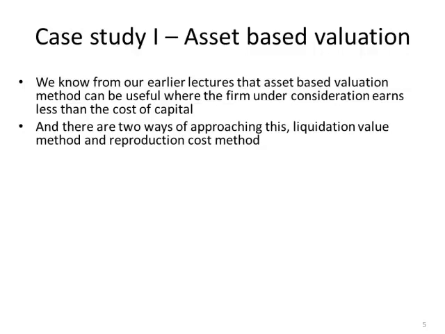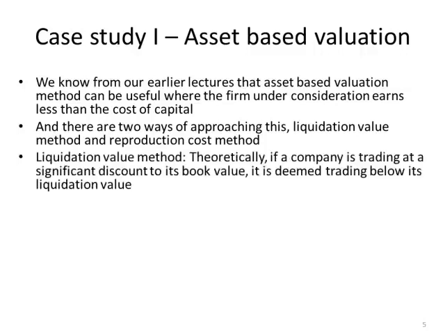And we have two ways of approaching this. We have the liquidation value method and the reproduction cost method. So the liquidation value method works as follows. Suppose a company is trading at a significant discount to its book value, then we would deem that it is trading below its liquidation value.